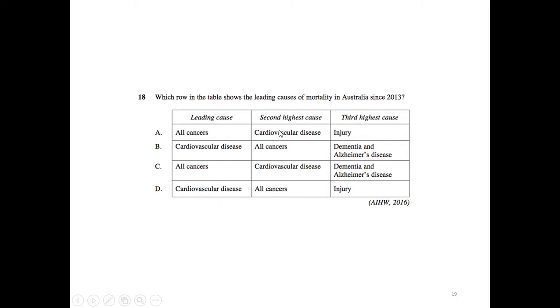Then it says the second highest cause is cardiovascular disease. Yes, both of them are cardiovascular disease. So it comes down to the third. Is it injury or dementia and Alzheimer's? And from our notes, we know that dementia and Alzheimer's is the third highest cause. So the answer here is C.